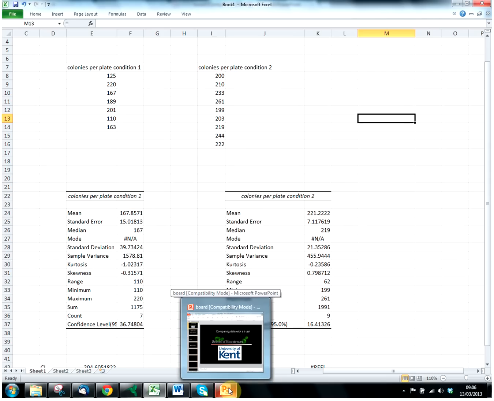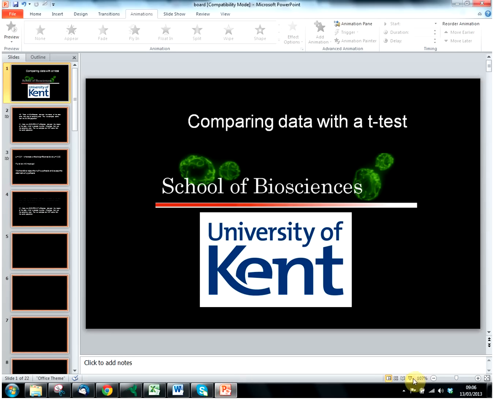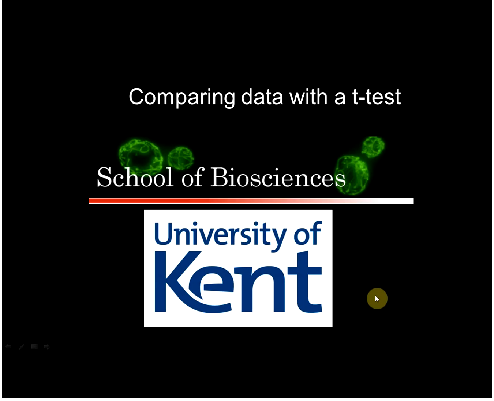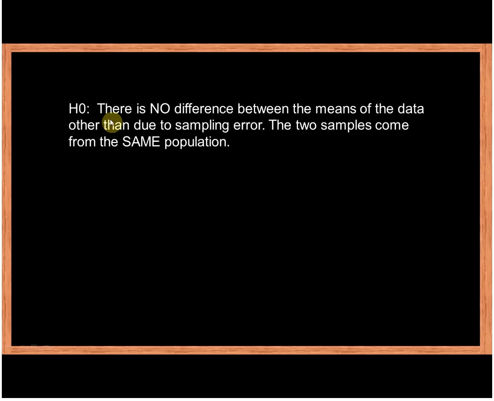So I need to formulate my null hypothesis. The null hypothesis is there is no difference between the means of the data other than simply due to sampling error. Or I can express that as the two samples come from the same population. This is basically the same thing. So the means of the two samples are exactly the same.